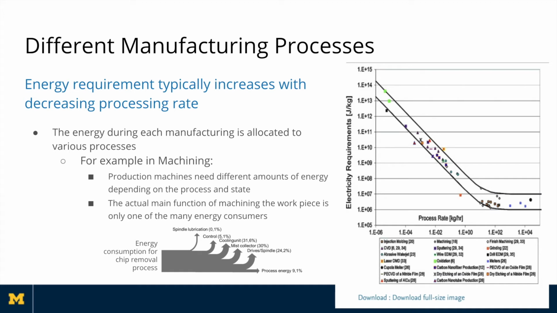Production machines, especially, need different amounts of energy depending on the process and state. Modern production machines combine a variety of functions like cooling, lubricants, chip removal, and tool exchange. The main function of machining the workpiece is only one of the many energy consumers. The figure on the bottom shows the energy consumption distribution during the chip removal process.